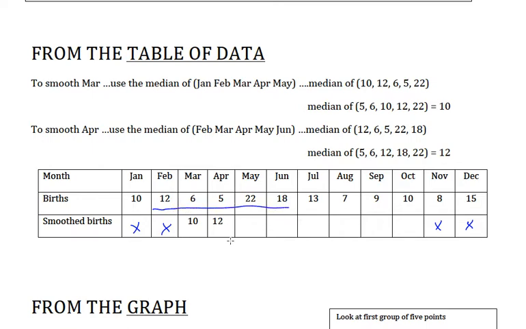If we do that now for these 5, therefore finding it for April, because April is in the middle of those 5 values, ordering would give us 5, 6, 12, then 18 and 22.